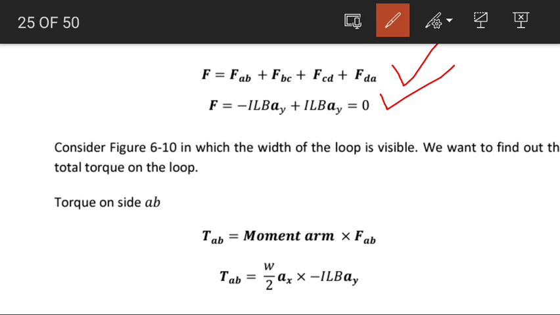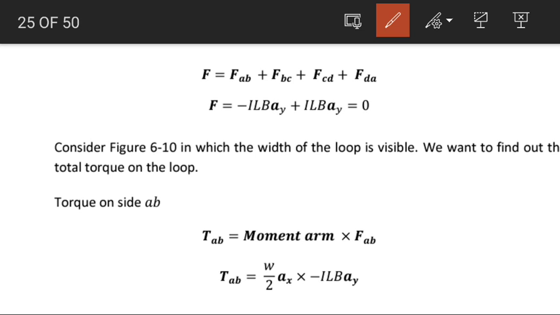Now we are going to calculate the torque, which is a vector quantity. We want to calculate the torque on the loop. In order to calculate the total torque on the loop, we shall calculate the torque on side AB, then the torque on side BC, then the torque on side CD, and finally the torque on side DA. We shall add the vector sum of all these torques, and the vector sum will result in the total torque on the loop. So let us consider the torque on side AB.